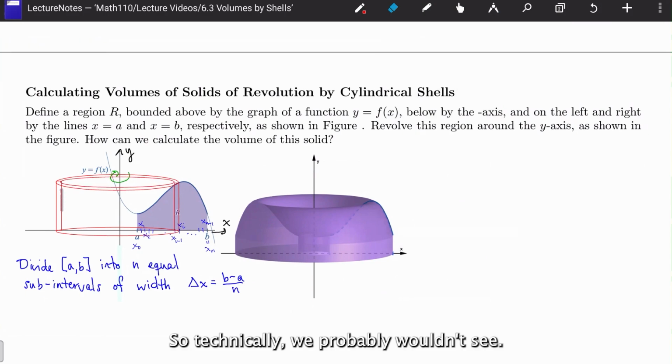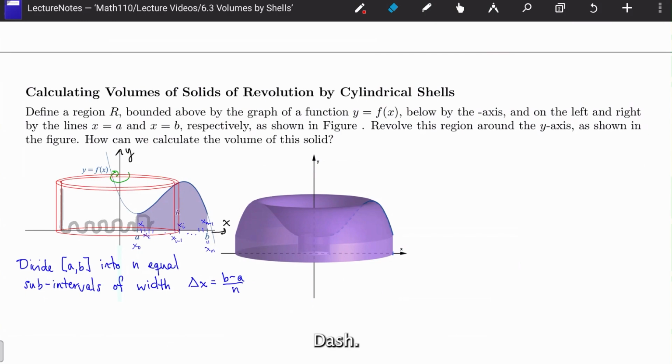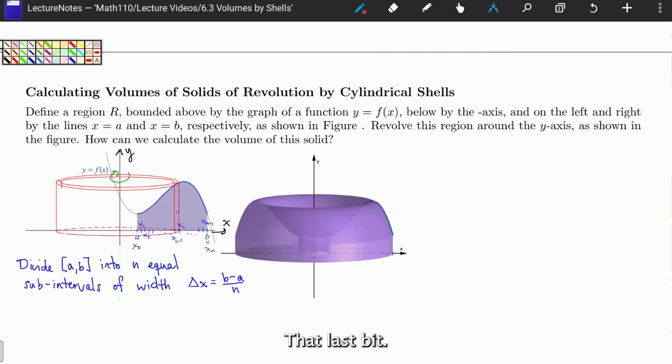Technically, we probably wouldn't see this wall in here, so I'm going to dash that last bit. Think about this as a kind of cylinder that has a wall with some thickness. The cylinder does not have a bottom, but it has some thickness to it, and therefore it has a volume.